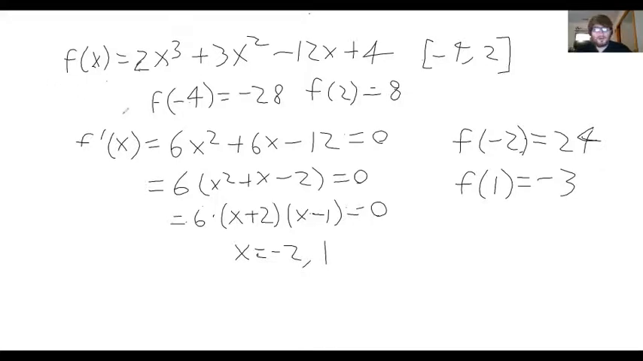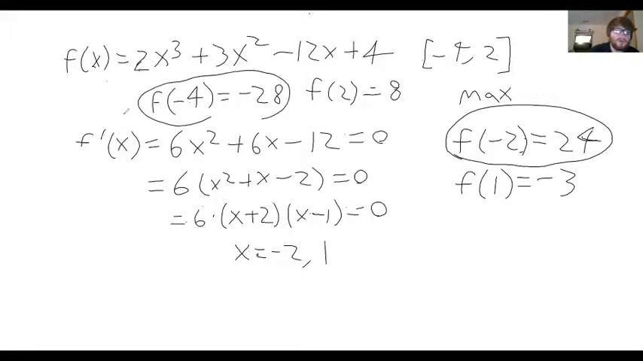So we see finding the absolute max and absolute min is pretty easy. We just need to pick out the largest and smallest out of these. We can see that this one here, 24, is our largest. So this is our max. And we see that negative 28 is our lowest. So this is our min.